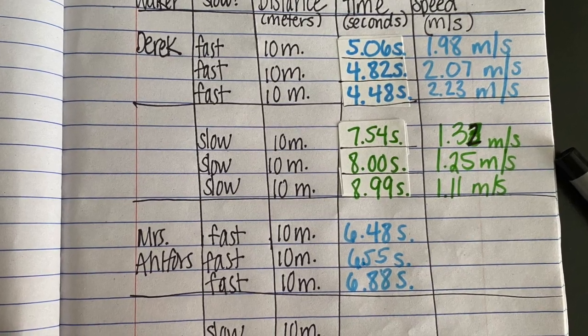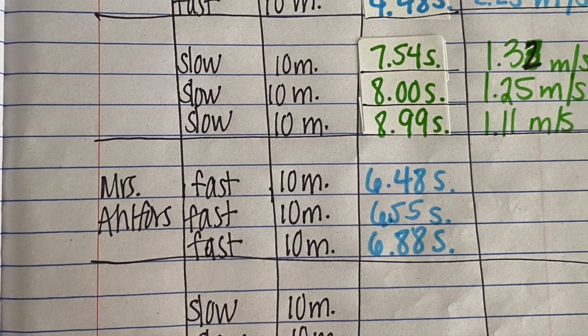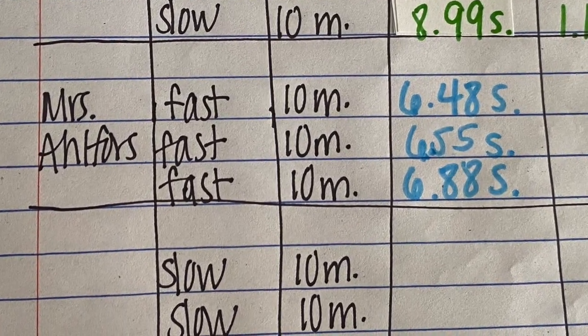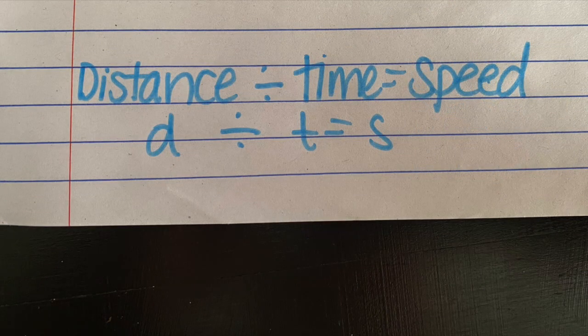All right, well, you can see how long it took me each time I walked the 10 meters on my 3 trials of walking fast. Now we're going to go ahead and determine the speed. So we're going to take our distance and divide it by the time to find the speed.